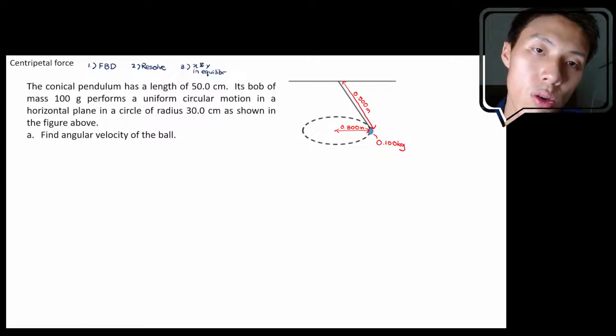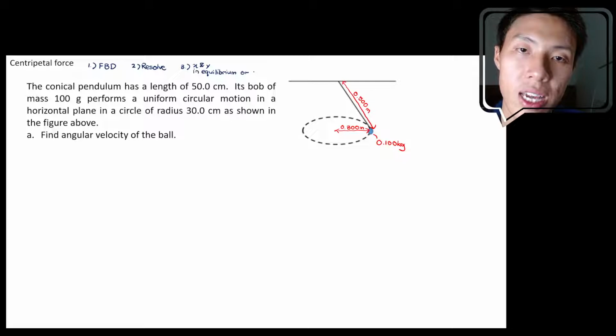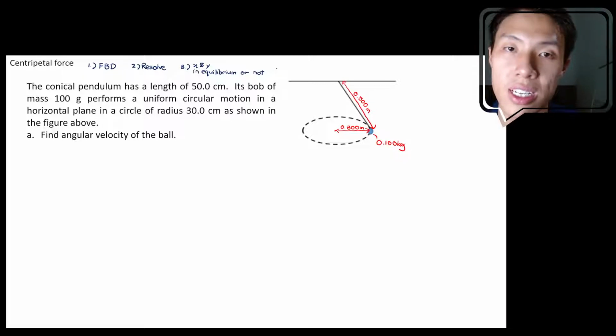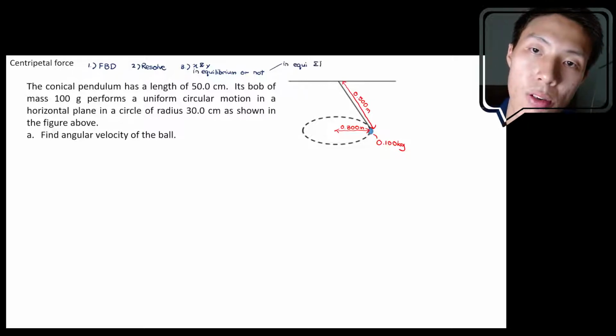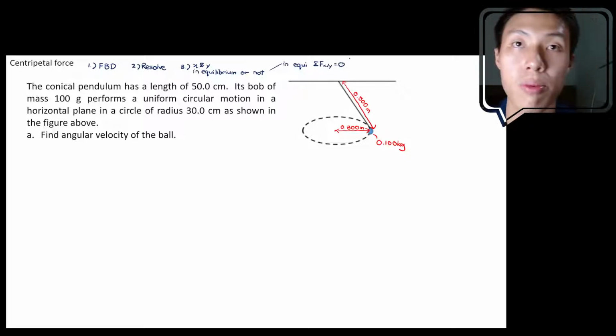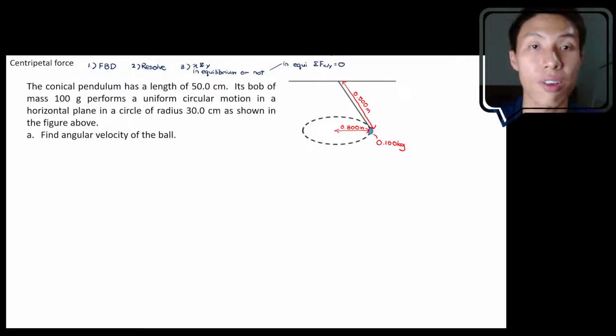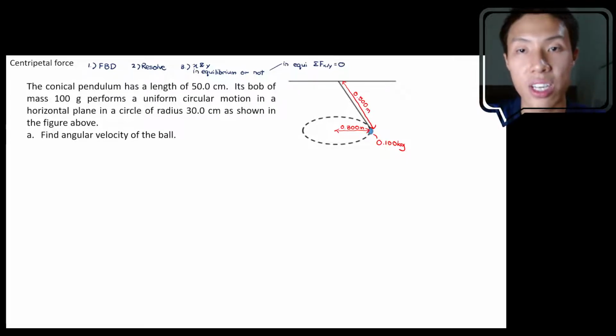If it's in equilibrium, usually that means the object is at rest in that axis, or the object is moving at constant velocity along that axis. If it's in equilibrium, then you are going to use the sum of F, either x or y, equals 0 to solve the problem, because the up and down or the left and right forces are balanced. They cancel each other out, so the sum of them will be equal to 0.